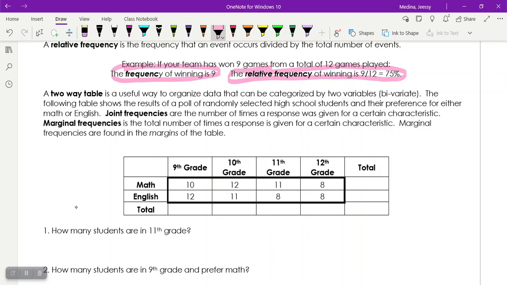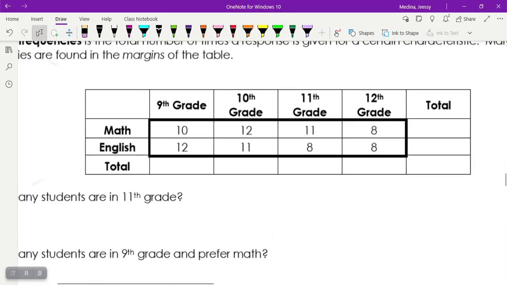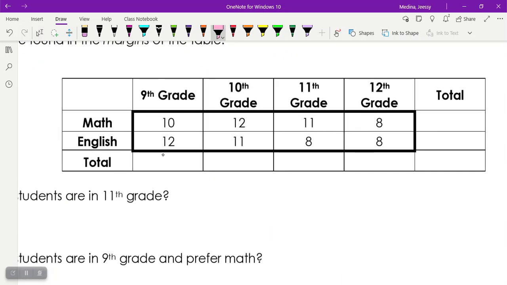All right, a two-way table. This is what a two-way table is, and you should know how to read this. So, for example, how many ninth graders prefer math? 10. How many ninth graders prefer English? 12. How many ninth graders in total? 22. Okay. Please start filling in the table. And the same thing for the 10th graders. 12 prefer math, 11 English, and you have a total of 23 10th graders.